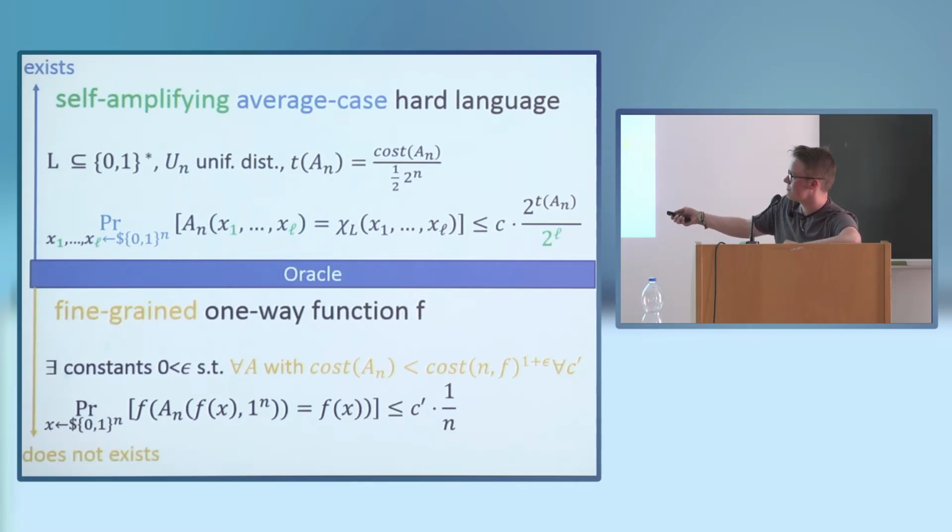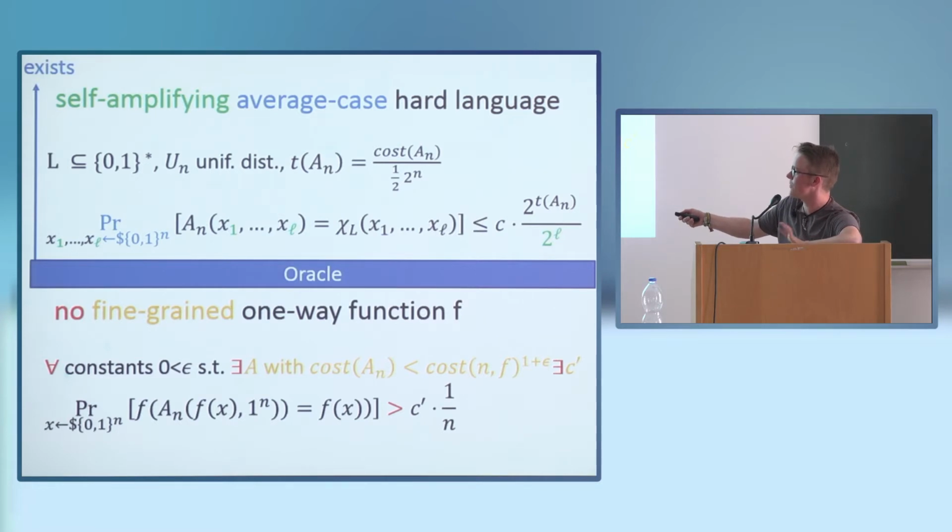So let's just do the negation of the quantifiers together. No fine-grained one-way function f means that for all functions f, there exists an adversary whose cost is not too big, such that this adversary can invert with reasonable probability. And again, what is epsilon? Is this epsilon? Epsilon there. Yeah. This is a gap, the hardness gap. Yeah, that's the reason.